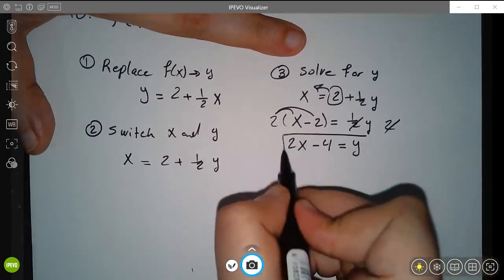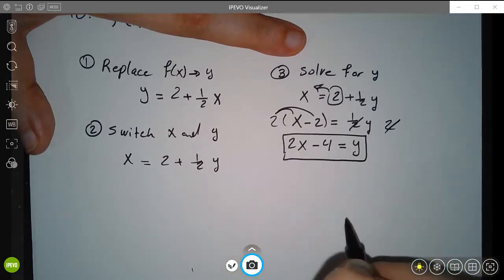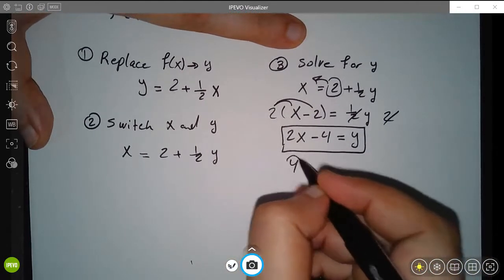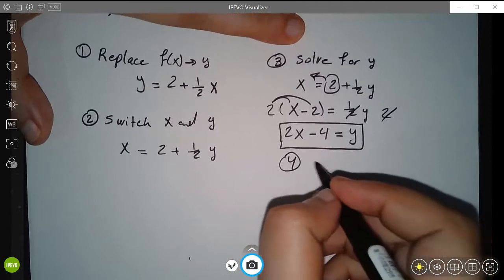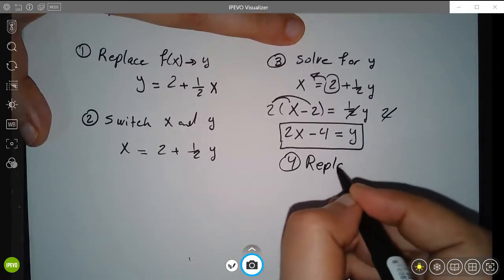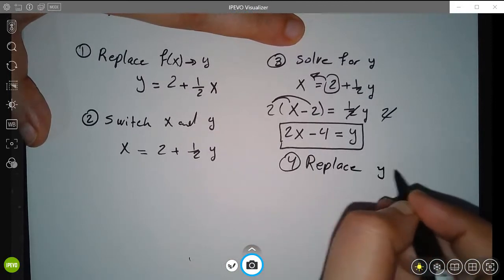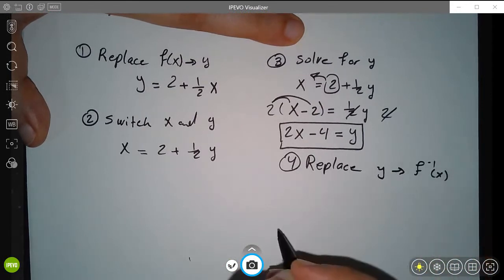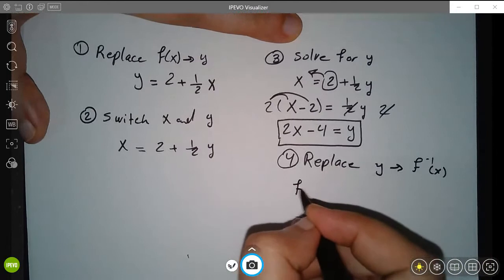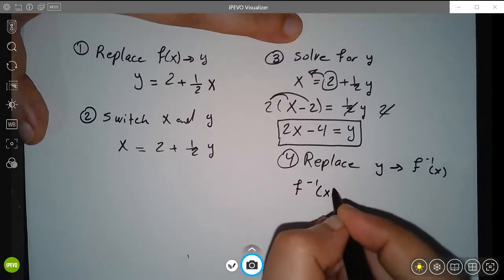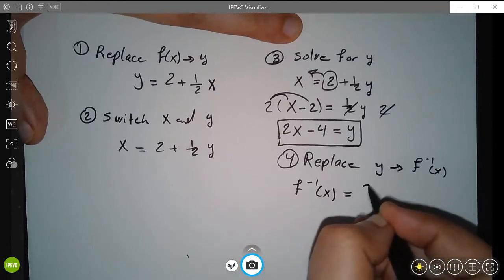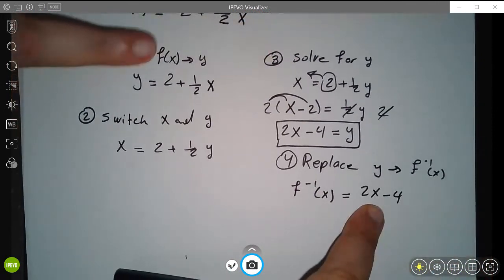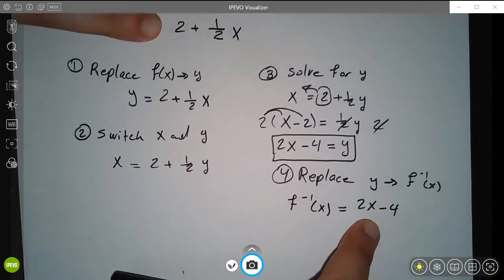This is our final result. We just solved for y. Done. Now, number 4, last step, would be to replace y with f inverse of x. So this turns into f inverse of x equals 2x minus 4. This right here is the inverse function of the one we started with. Just that one.